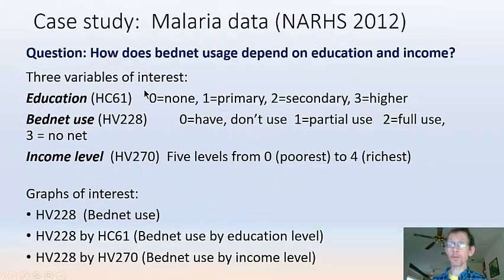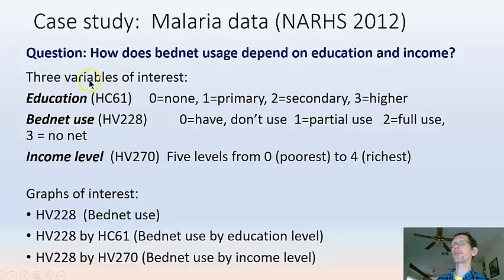All right, so here let me do a case study of usage. Malaria data. This is the Nigeria health survey that I talked about before. And the question that we want to investigate is, how does BedNet usage depend on education and income? BedNets are a proven anti-malarial prophylaxis. BedNets are distributed in Nigeria. And we want to see how levels of usage depend on the people's education and their income.